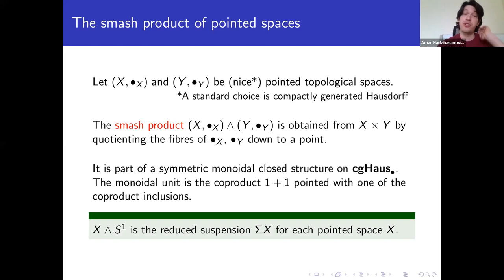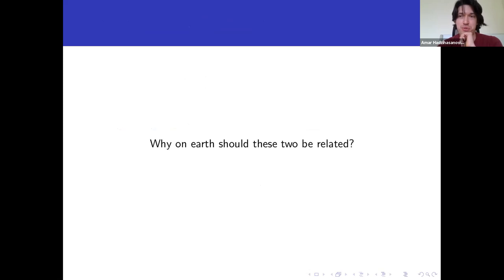So as a typical example of a smash product, we take any pointed space X and we smash it with the circle, the one sphere, pointed with any of its points. We get something that's called the reduced suspension of the space. And in particular, if we take iterated suspensions of the circle, we get the sequence of all the topological n-spheres with one of their points. So these are the two protagonists.